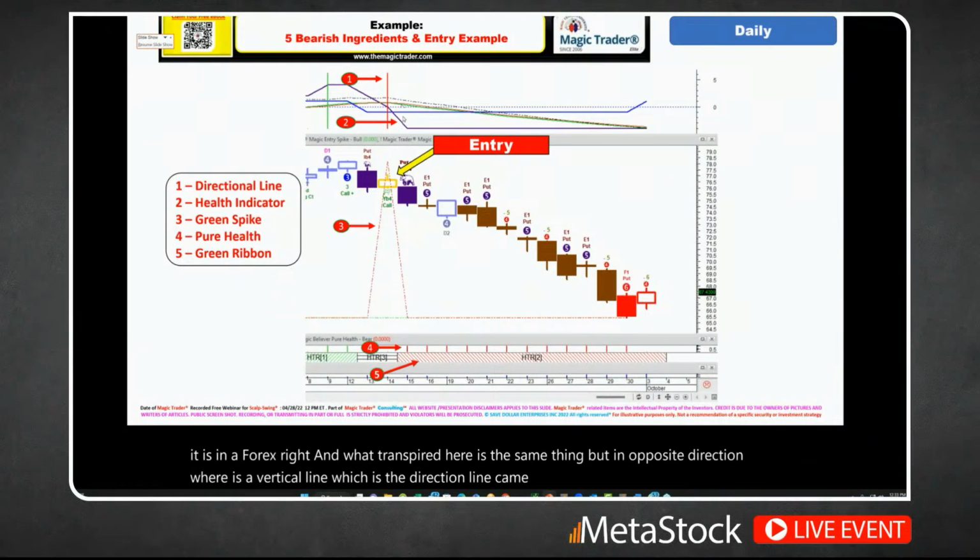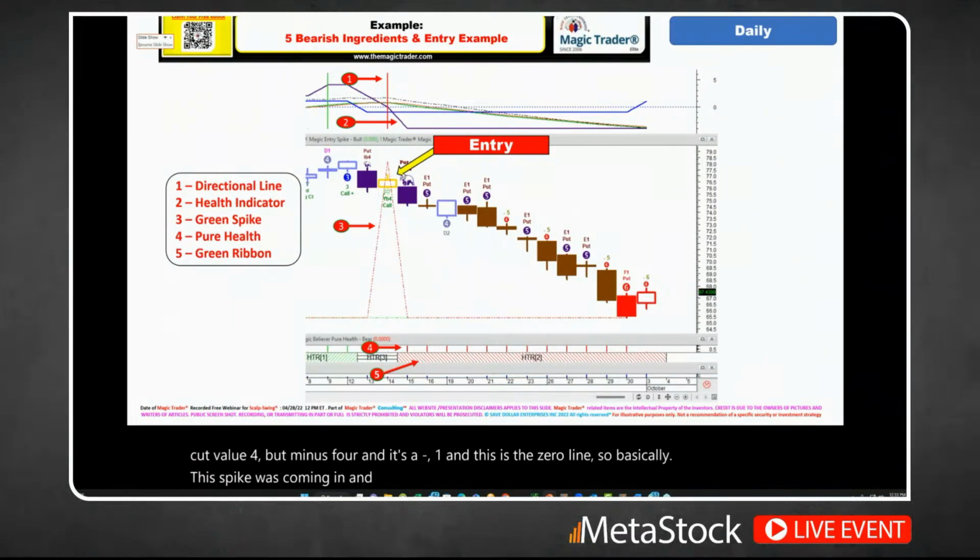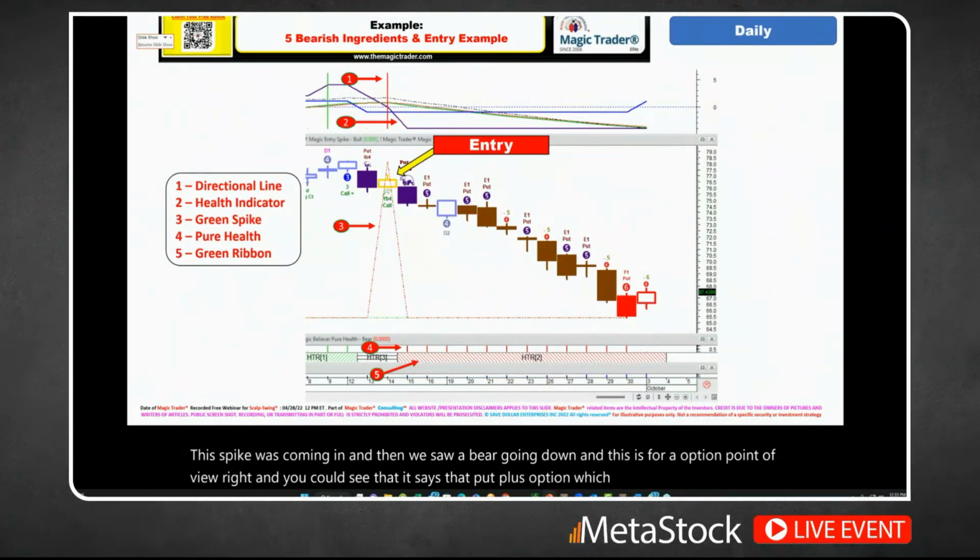Then these are parallel. And here it got a value of 4, but -4, and it's a -1, and this is the 0 line. So basically, the spike was coming in, and then we saw a bear going down, and this is from an option point of view, right? And you could see that it says the put plus option, which has a strength more than normal to go down, and the rest was history. That's how I trade. Nothing big deal.